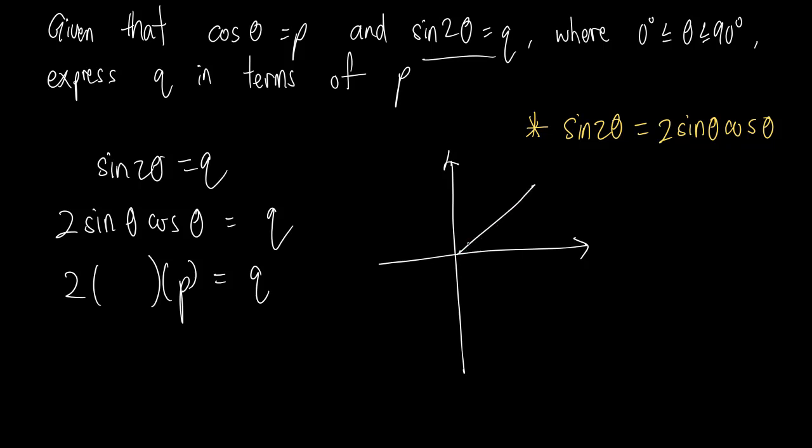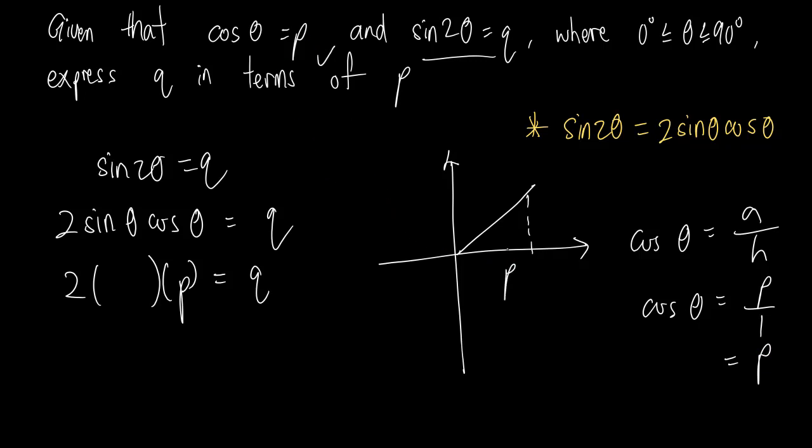Given the information cosine theta is equal to P, and we know that cosine theta is adjacent over hypotenuse, we can say that the adjacent of this triangle will be P and the hypotenuse will be 1. That's why when you simplify it, it becomes P. That's what you see here, cosine theta equals P. So adjacent is P and hypotenuse is 1. Using Pythagoras theorem, we know that the opposite will be the square root of 1 minus P squared.